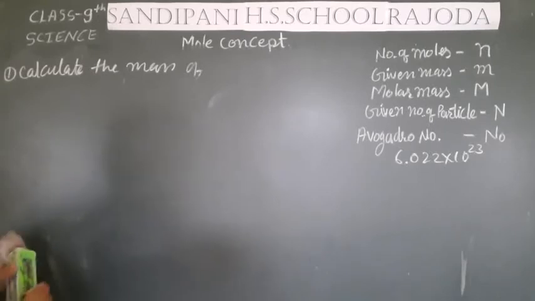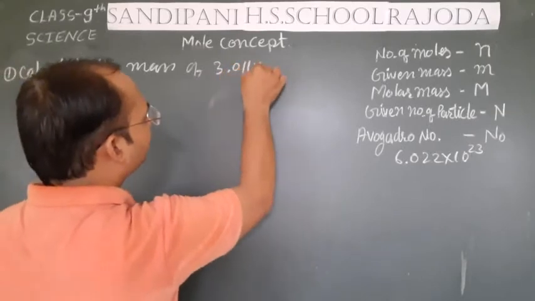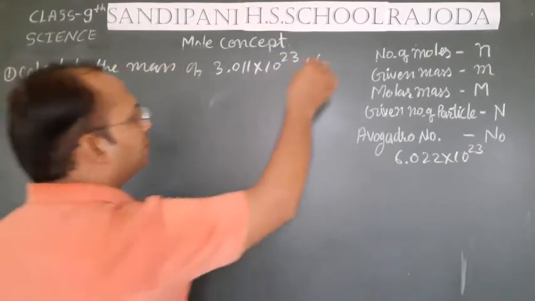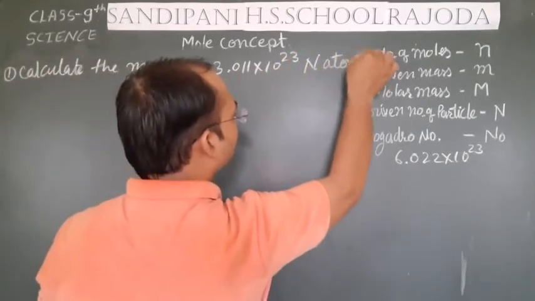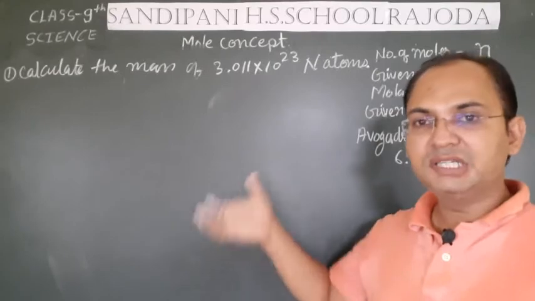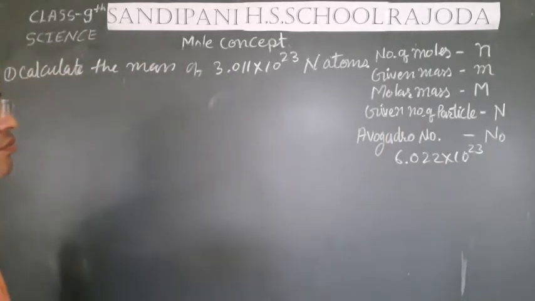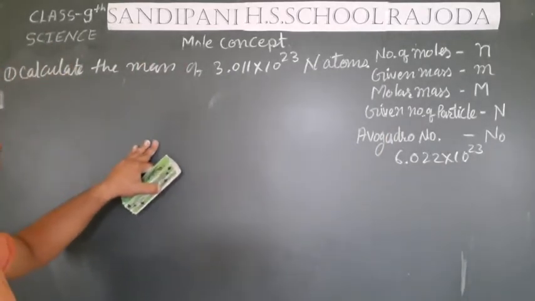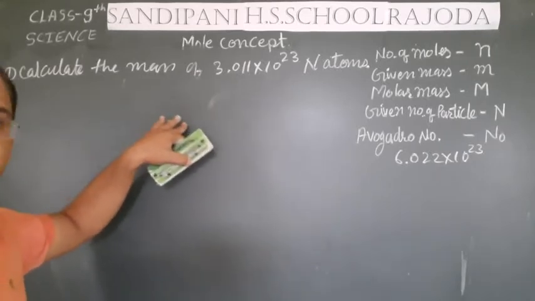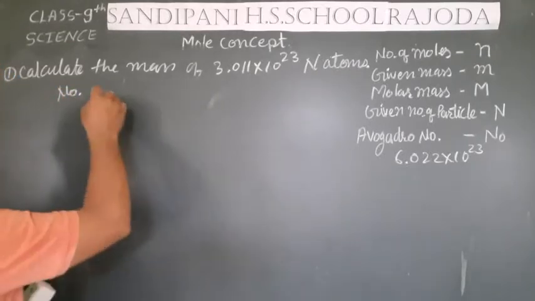The question may be of this type: calculate the mass of 3.011 into 10 to the power 23 N atoms. We have to calculate the mass of the given number of particles of nitrogen. So in this question we will use the same formula, that is number of moles is equal to given number upon Avogadro number, that we have used in the previous question.